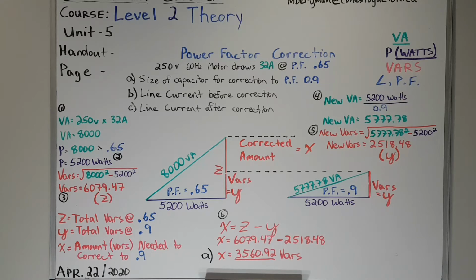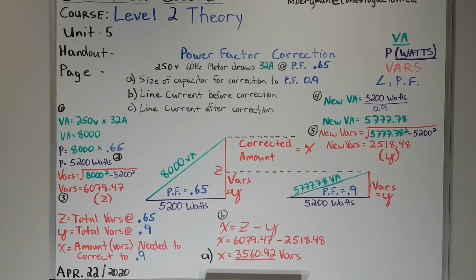Now with my VA and my power factor, like we had done before, we can calculate our watts. So power equals 8,000 VA times our power factor of 0.65. Our power equals 5,200 watts. So I put that on my triangle on the left with power factor 0.65. As soon as I do that, I can right away take that 5,200 watts and put it in the triangle on the right without doing anything else. That's my next step. So that 5,200 watts converts right over to that triangle. That's power factor equals 0.9.